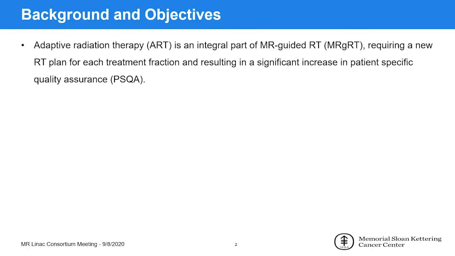Adaptive radiation therapy is an integral part of MR-Guided radiation therapy. It requires a new plan for each treatment fraction, resulting in a significant increase in patient-specific quality assurance workload. At our institution, we see significant value in performing analysis on the log file acquired during the treatment delivery, and have been doing this for many years as part of our comprehensive quality assurance program.